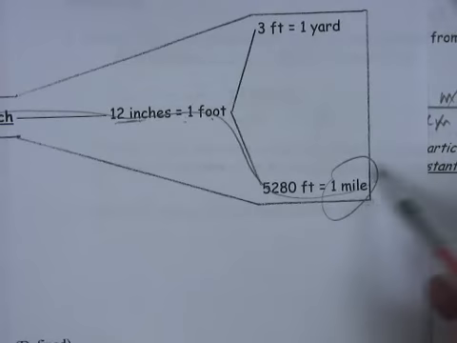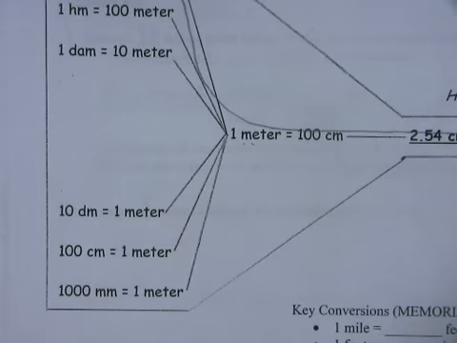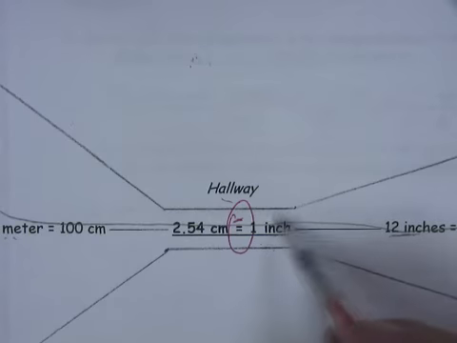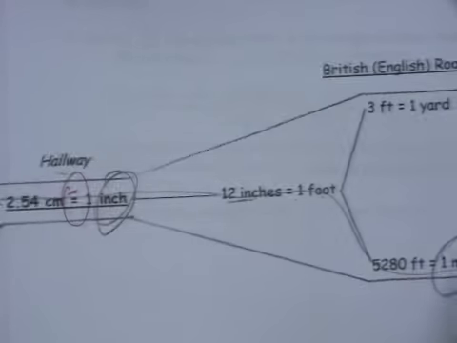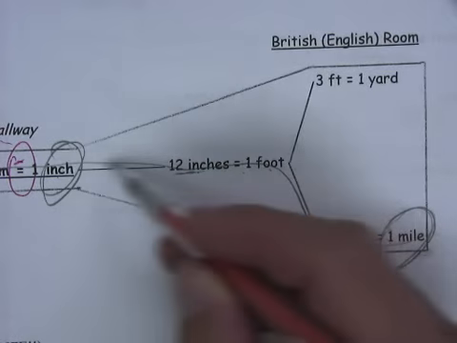So where's miles on my chart? Miles is down here in the corner. So there's miles. And inches, I don't have to go as far. Inches is right here. So all I have to do is go right here. So I'll go ahead and work those conversions.